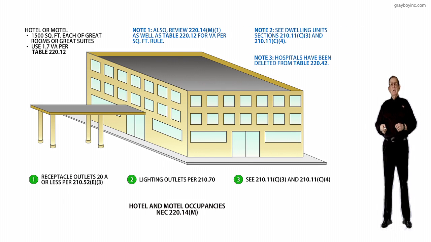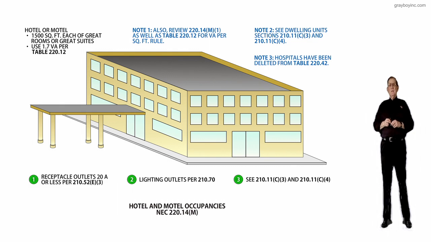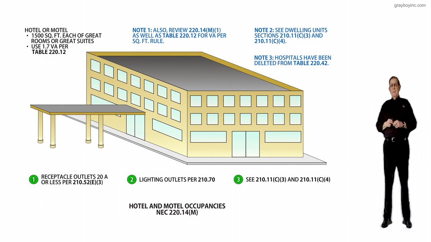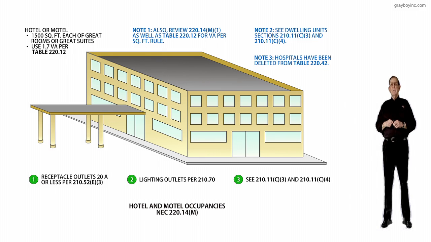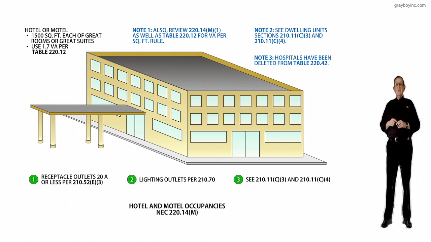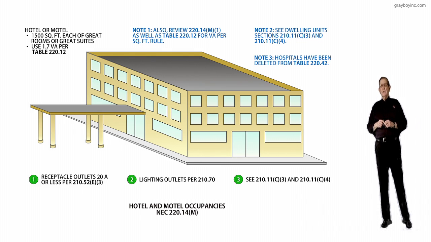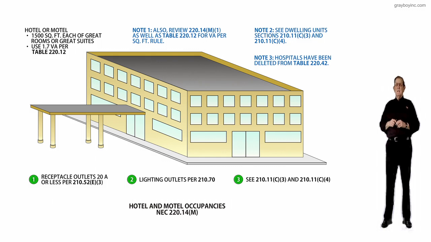This illustration deals with hotels and motels, NEC 220.14M. The purpose of this change was to provide a new subsection, and this new subsection has been added and relocated from 220.14J to clarify the calculation for lighting and receptacle outlets for hotels and motel type occupancies, and keeps the calculation process identical to that in the previous NEC edition.